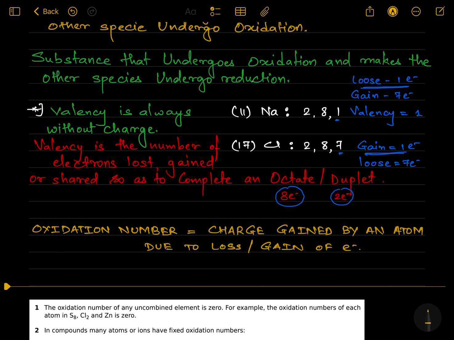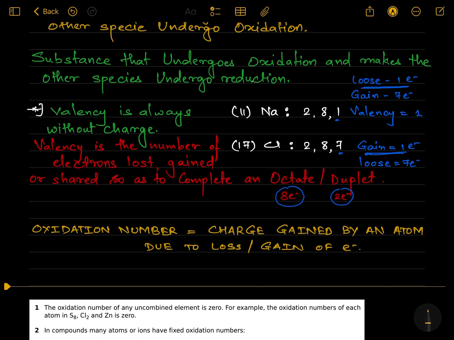Similarly, you always said that chlorine has a valency of -1. No, chlorine can't have a valency of -1. Valency is just a number. Chlorine has an oxidation number of -1. So the magnitude of oxidation number and valency definitely remains the same, but valency comes without any charge, while oxidation number comes with a charge.